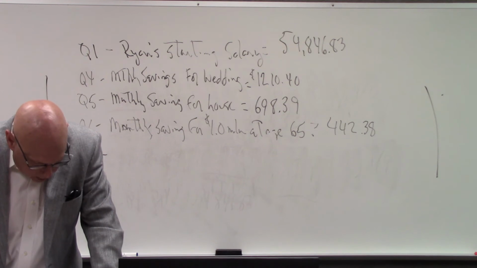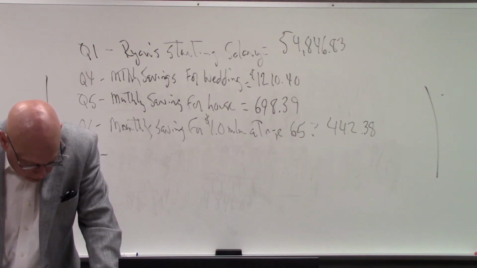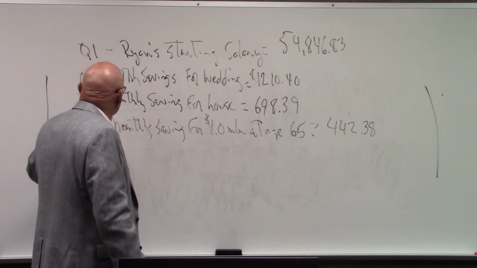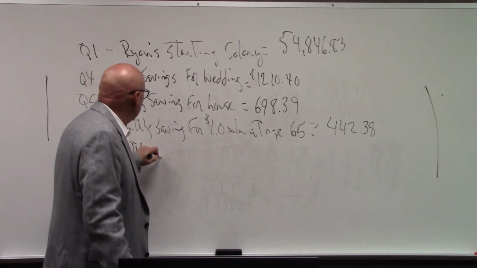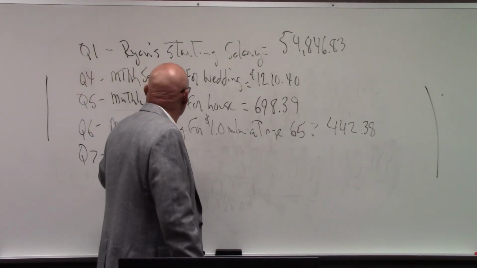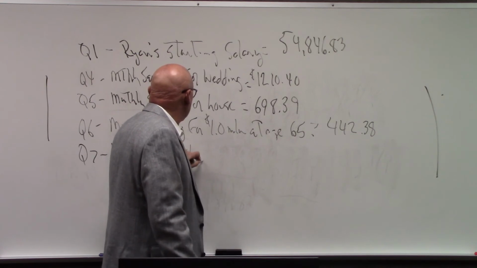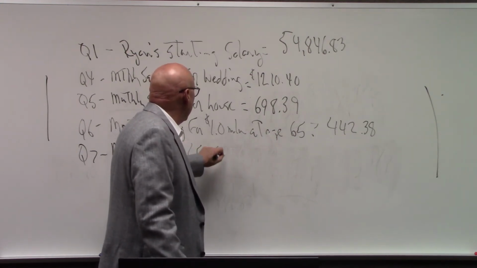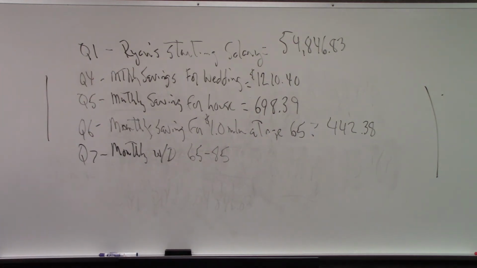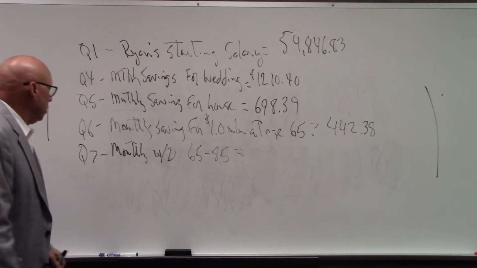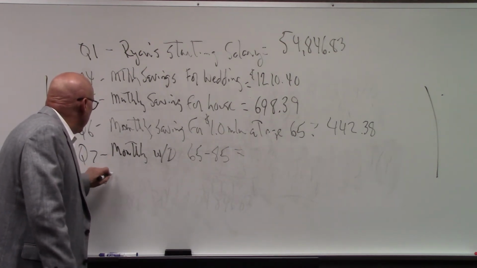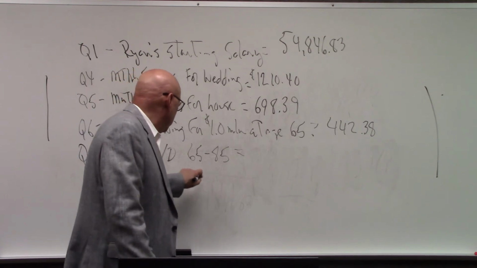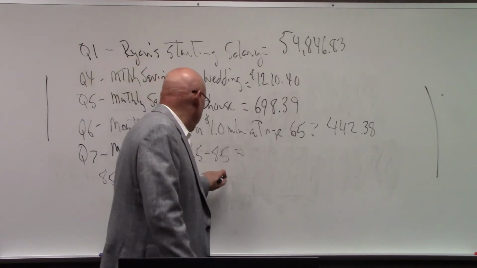All right. So he's got his million, thinks he's going to live to age 85. How much can he withdraw each month? So monthly withdrawal, 65 to 85. Okay? Equals. All right, so we've got 85 minus 65 equals 20 times 12 equals 240, and that's your N.